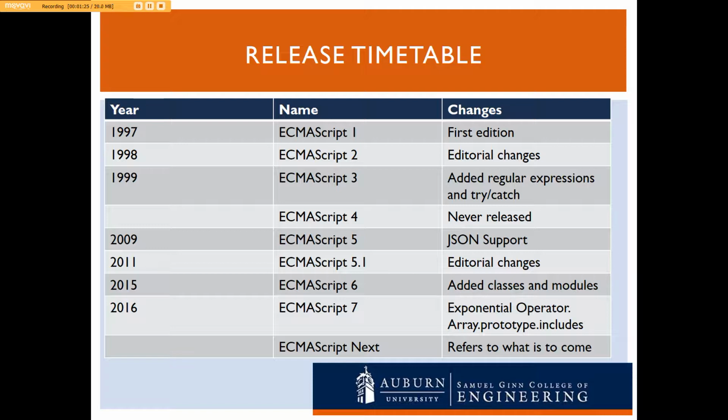So here's a timetable of the different releases. And the biggest thing to pay attention to here is there was a big gap where nothing really happened, and then in 2015 they released ECMAScript 6, and this added classes and modules which made the scripting language object-oriented.